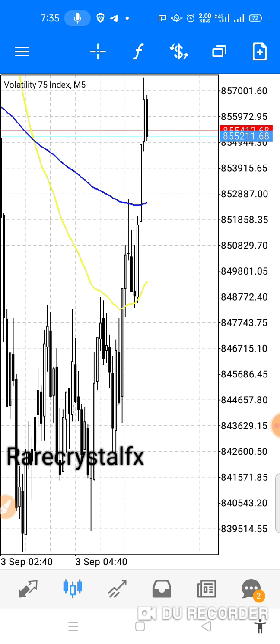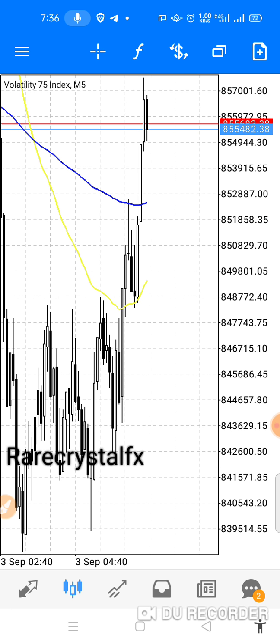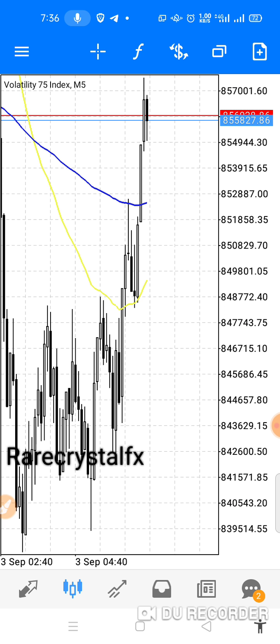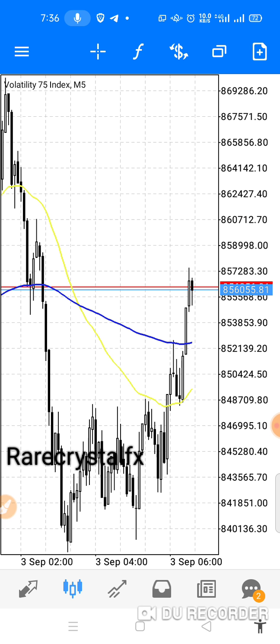So what will you have to do? It's very simple. Two indicators, just one particular indicator, but you're going to install it twice, and that's the moving average. You can see it on my chart. Moving average is enough to trade volatility 75 index. So what is the period of the moving average? 250, and it must be exponential.